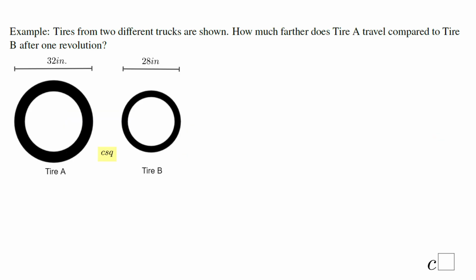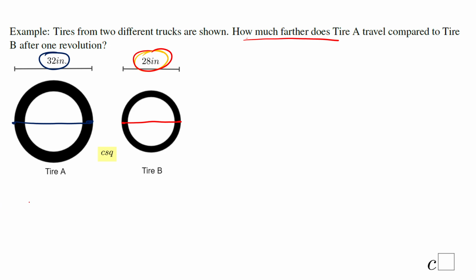A real life application now, where we have two tires, tire A and tire B. You notice tire A has a diameter of 32. That is the meaning of that. It's the same with this segment. Tire B has a diameter of 28 inches. So this is the diameter. We need to find out how much farther tire A travels than tire B, and it does travel farther because the diameter of this tire is larger.